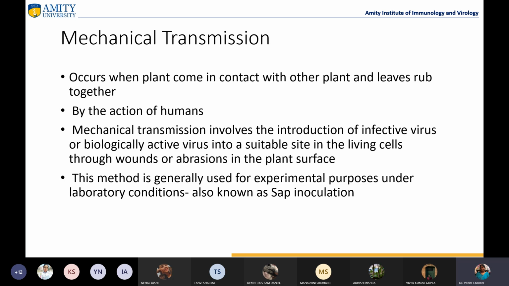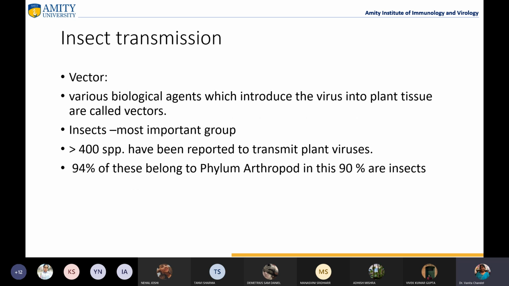So mechanical transmission, as I told you, happens when plants come in contact with other plants and the leaves rub together. Mechanical transmission can take place in the field also. Plants are very close to each other, there is a proper rubbing of the plant, abrasion will take place and the virus can be transmitted. Or it can be done by humans, knowingly or unknowingly. Mechanical, this I have told you, right? I'll discuss this in detail in the practical, how to do this. Methods also I'll discuss in the practical class.